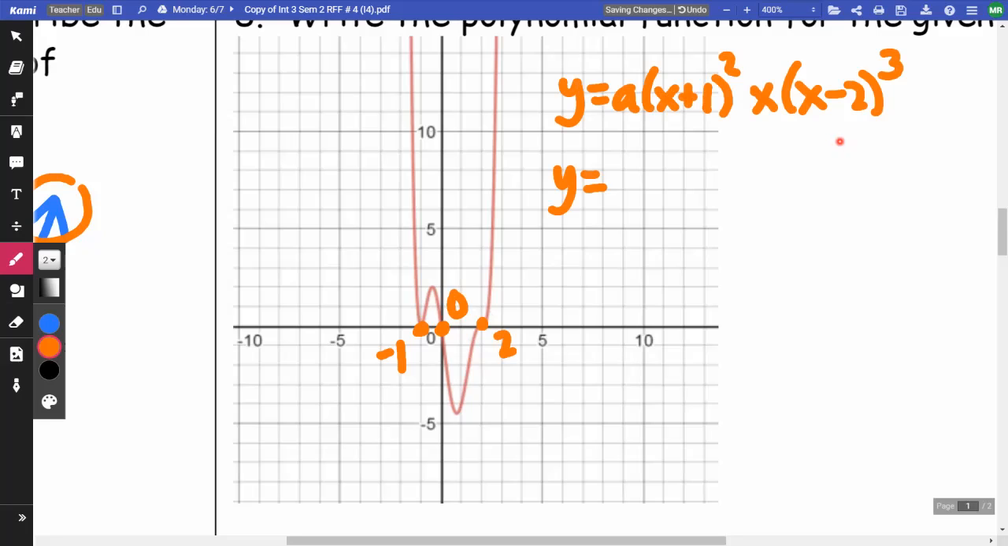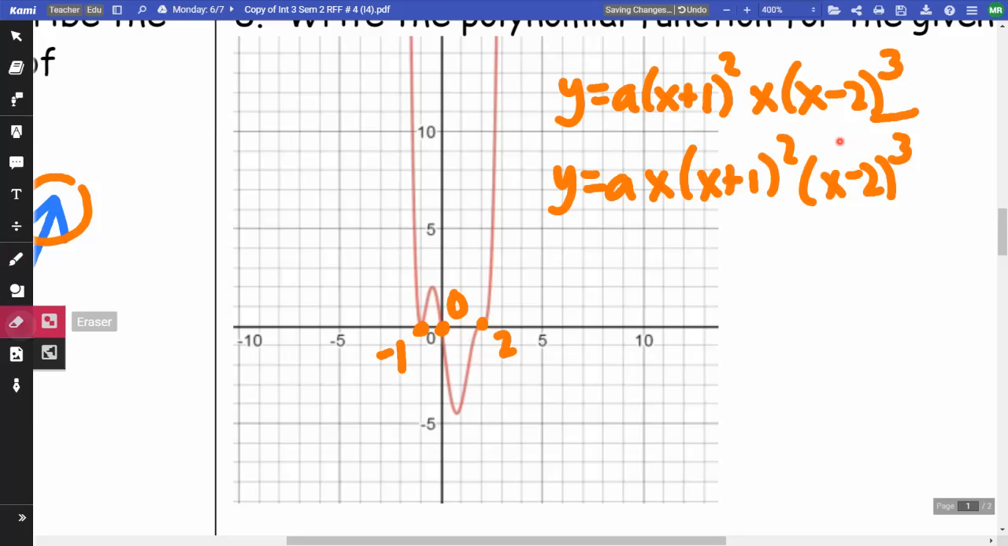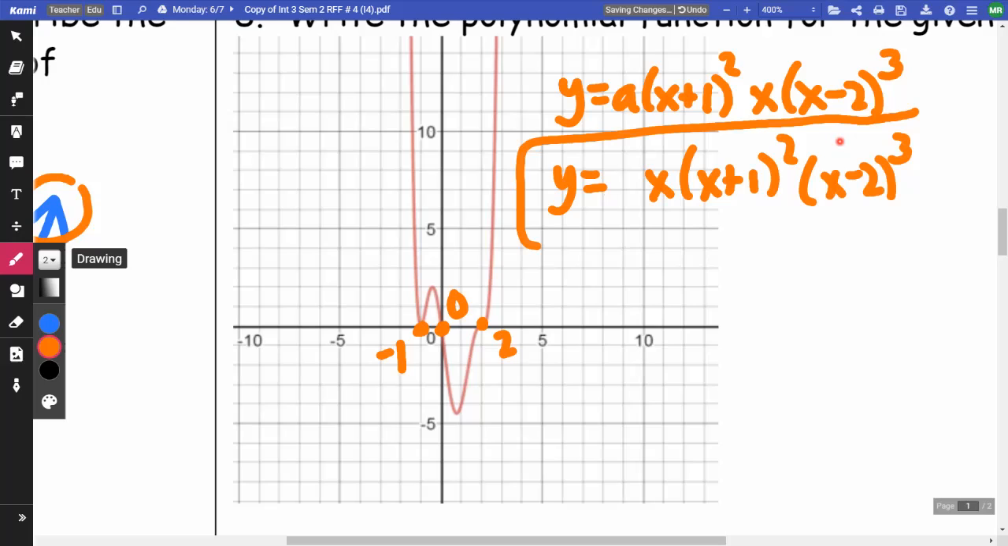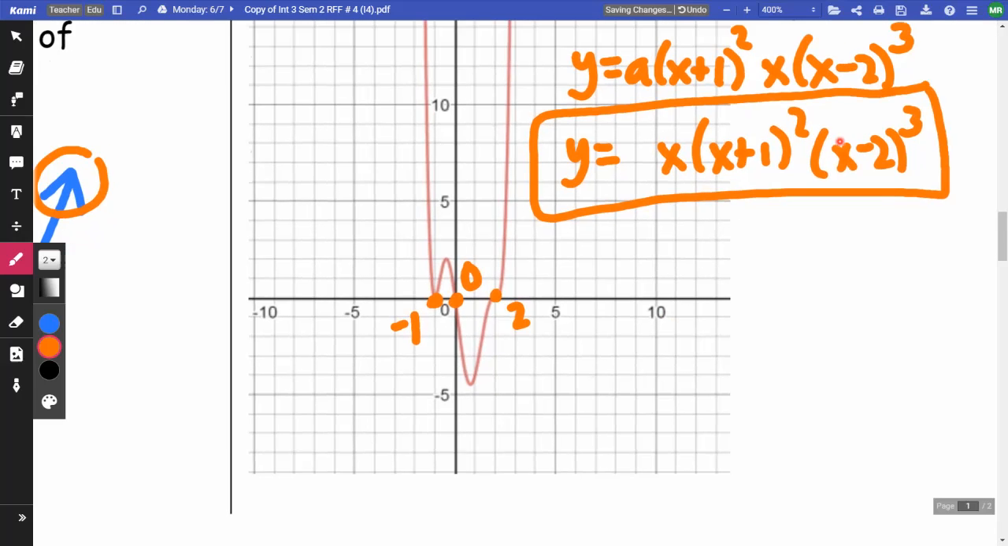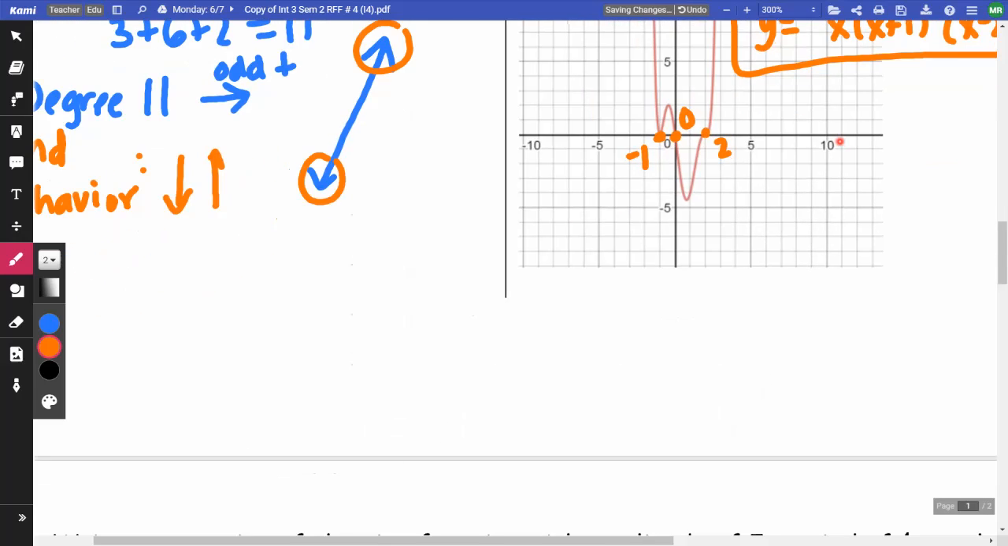So let me just kind of clean this up. So x plus 1 squared, x minus 2 cubed. They did not give us a point to be specific about. So let me get rid of my a. They didn't ask us to find the exact one. So there we go. If they gave me a point, I would have put it in for the x and y and found my a.